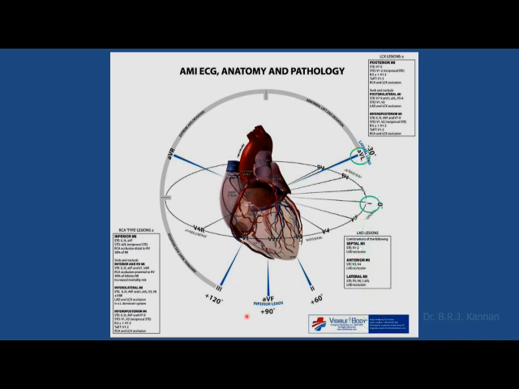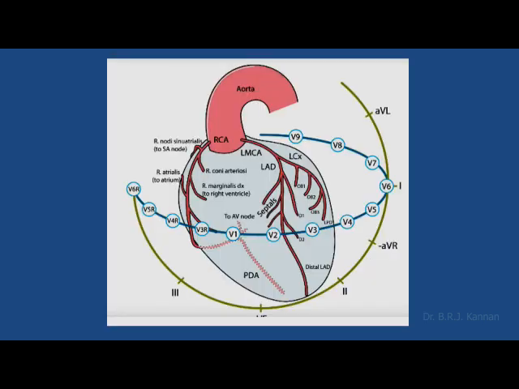2, 3, AVF. Okay. See, 1 and AVL are limb leads, and these are also looking at the lateral aspect of the heart. So the lateral aspect of the heart is seen by 1, AVL, V5, V6. Remember that. Whereas the inferior aspect of the heart is seen by 2, 3, AVF. So these are the various leads looking at these corresponding areas.